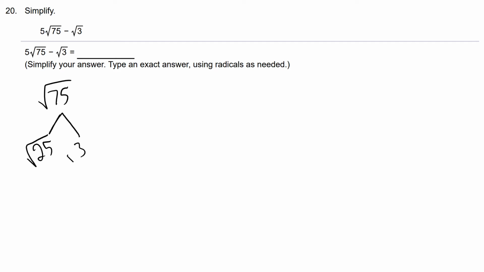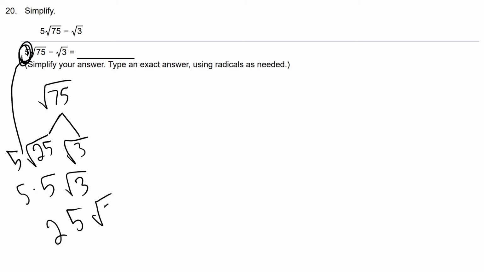Remember that square roots we can split up as long as we keep them square roots. The square root of 25 is 5, and the square root of 3 is square root of 3. Now the mistake I see people make on this problem is they go, okay, 5 square root of 3 minus square root of 3. But this started with a 5 out front in the beginning, which means it still has a 5 out front. And when we take that, we need to multiply 5 times 5. So this ends up being 25 square root of 3. Don't forget those coefficients that are in front of the radical before we start.